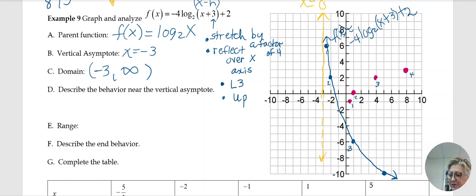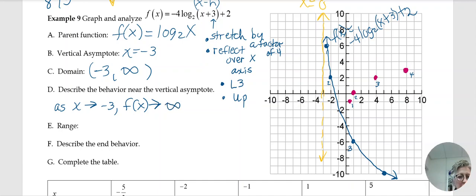Now, our end behavior near the vertical asymptote, so I'm going to say as f of x approaches negative, no, sorry, oops. Sorry, guys. It's early in the morning. All right. As x approaches negative 3, f of x approaches infinity.